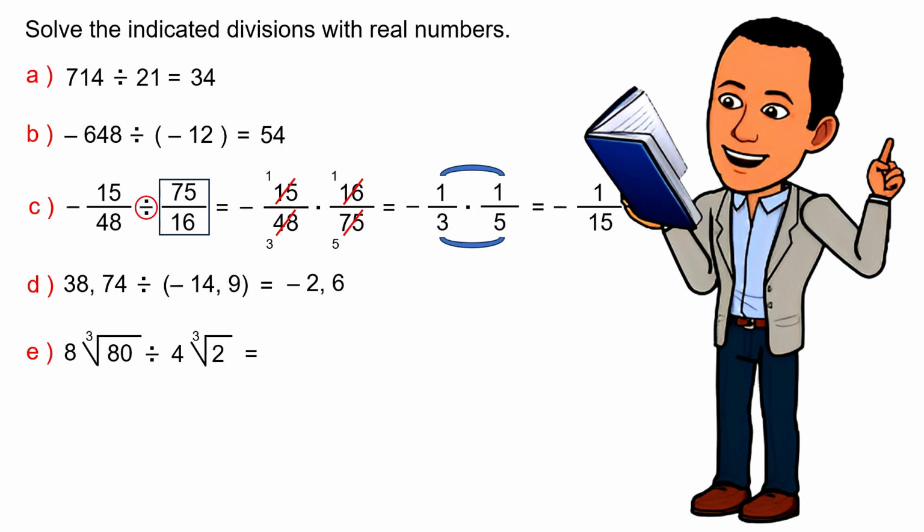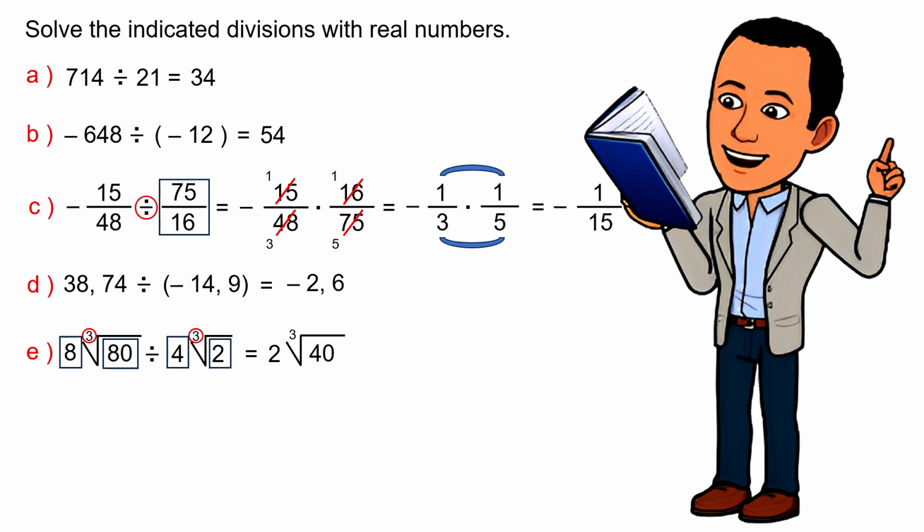Literal E. 8 cube root of 80 divided by 4 cube root of 2. In the fifth case, we have the quotient of irrational numbers but with equal indexes. Then, we start dividing the coefficients, obtaining 2. We keep the same radical, and dividing the subradicals, we obtain cube root of 40.